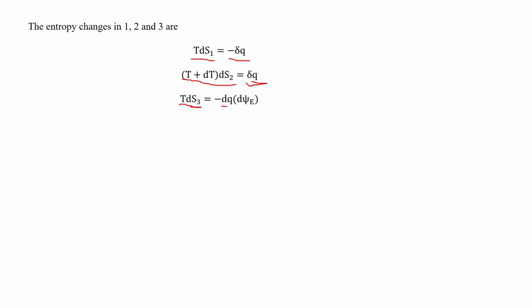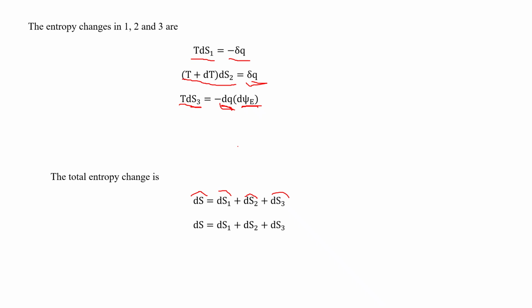Here you can see there will be a change in electrical potential due to the flow of charge from one point to another point. So it is given as minus dq d psi e. Now you can see the total entropy change in the working model will be dS, that is equal to dS1 plus dS2 plus dS3. So you can find the dS1 value, dS2 value and also dS3 value from the above three equations, and these can be substituted here.